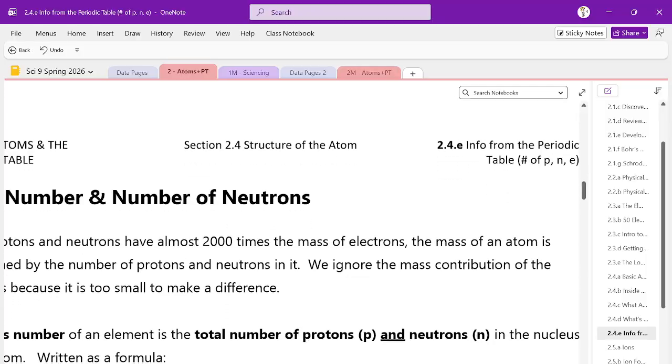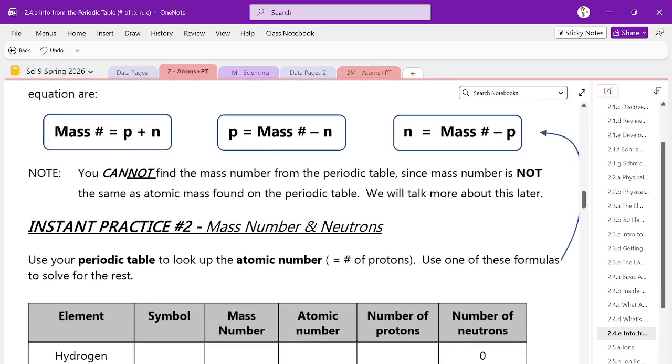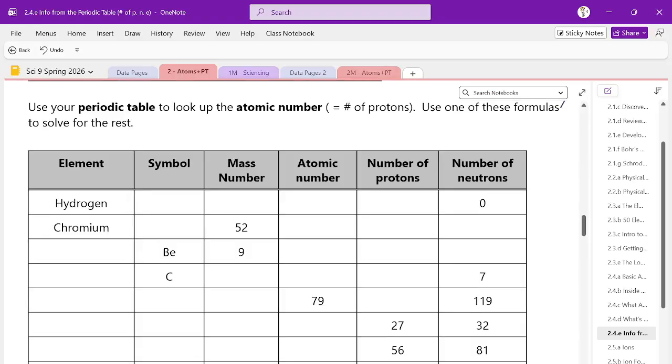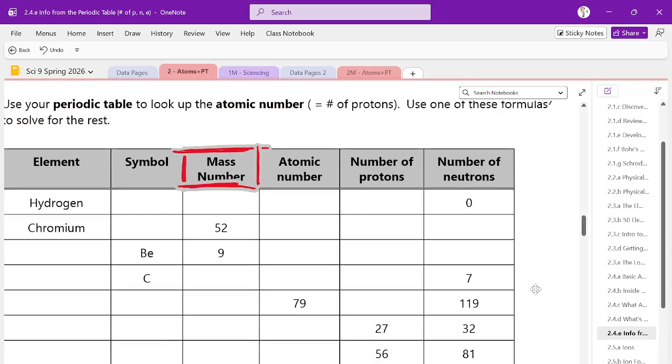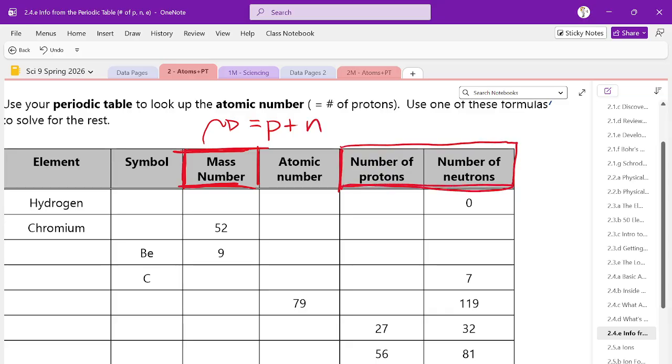So we're going to skip to the next page, and we're now going to go to including now the mass number. Okay, so we now have a mass number. What is mass number equal to? It's equal to the protons plus the neutrons. And where are our protons and neutrons? They are right over here. Okay, so mass number is the protons plus the neutrons.